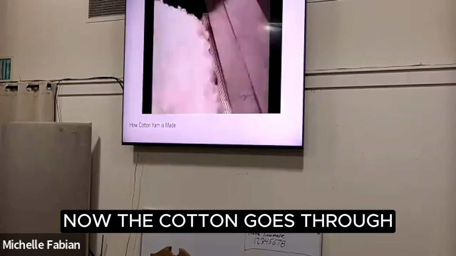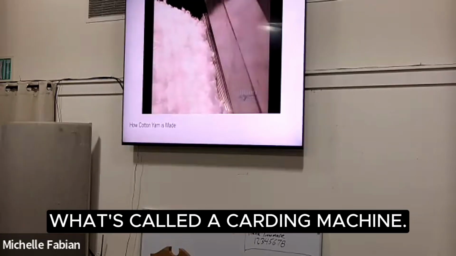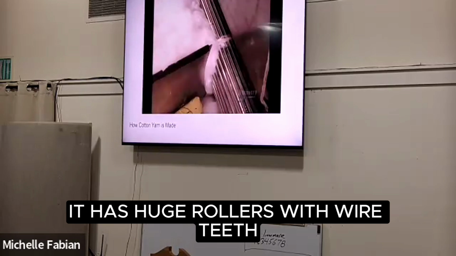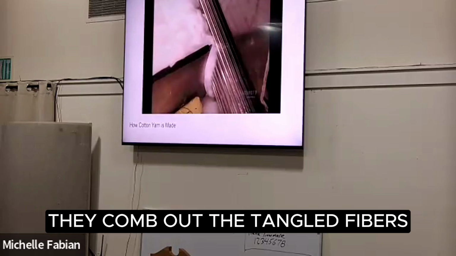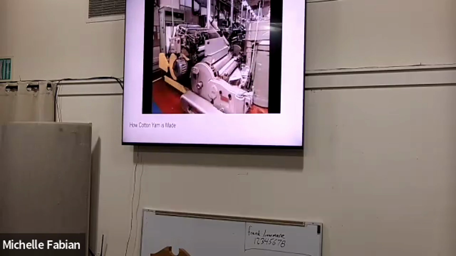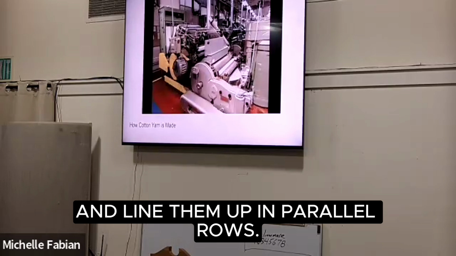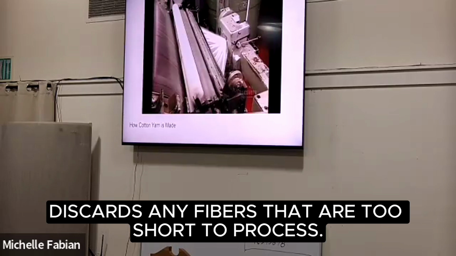Now the cotton goes through what's called a carding machine. It has huge rollers with wire teeth. They comb out the tangled fibers and line them up in parallel rows. The machine also discards any fibers that are too short to process.